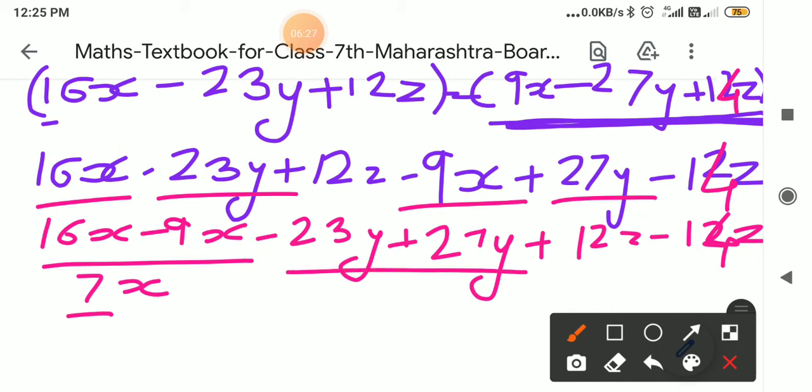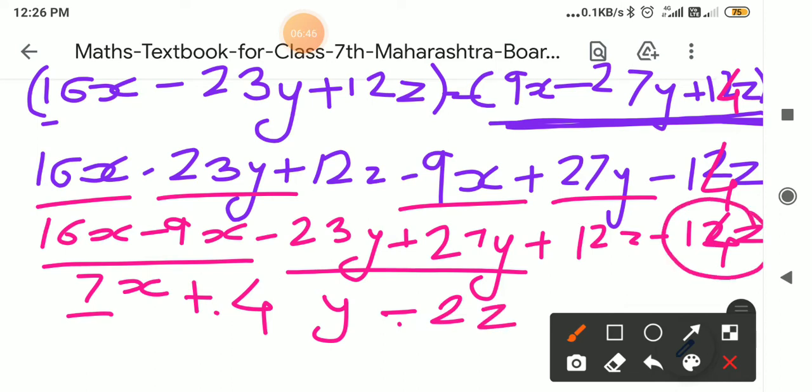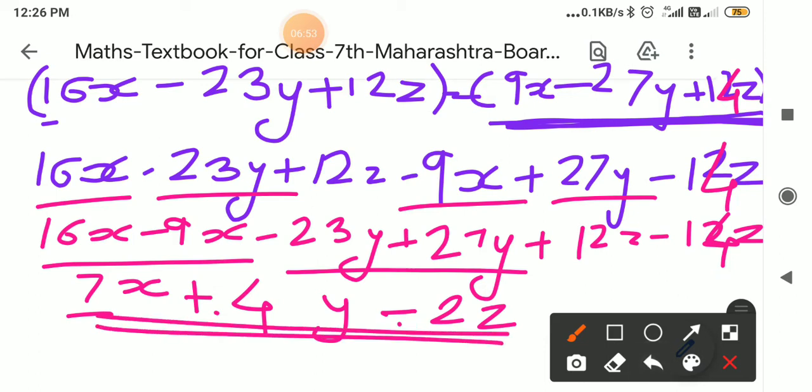Similarly here also y will come as common, and 27 minus 23 is 4, and the sign will be of the bigger number. So 27 is bigger, its sign will be in the answer. And then 14 minus 12 is equal to 2z, and here 14 is the biggest number and its sign is negative, that's why the answer is negative. So this is the horizontal method. By this method we can solve the subtraction of algebraic expressions.